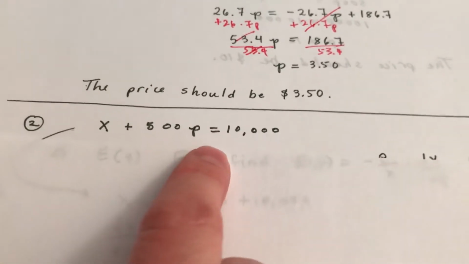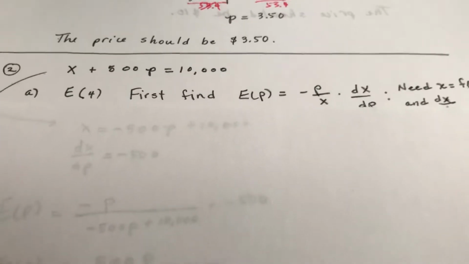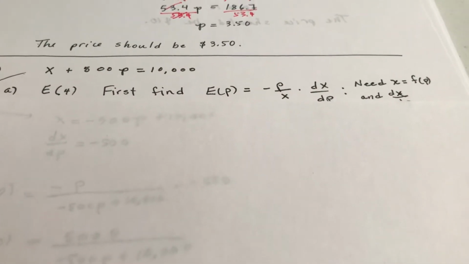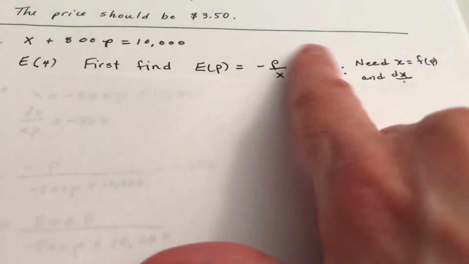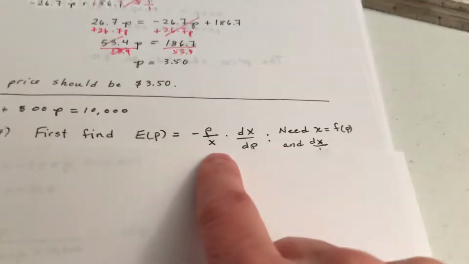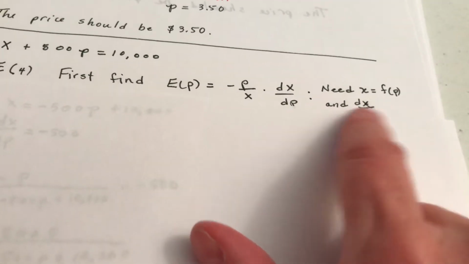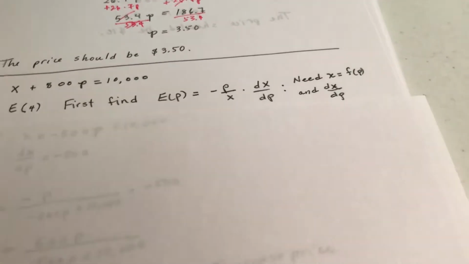All right, so the first thing we're going to do is note that we're looking for E of 4. So we're going to first find E of p, which is equal to negative p over x times dx/dp. That's the formula every time. We need x as a function of p, and we need to find our dx/dp. That's what we did before, so it's kind of a review of what we've already done.